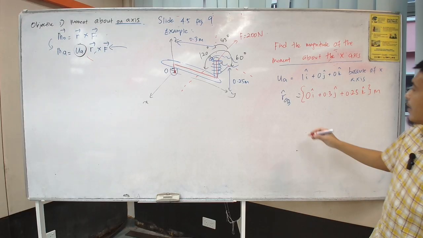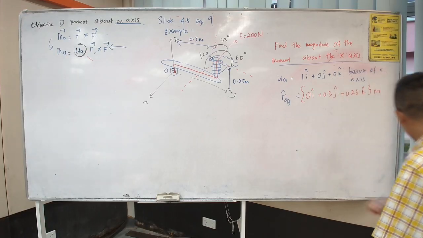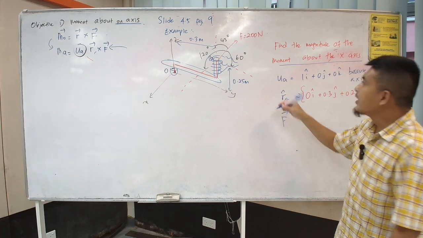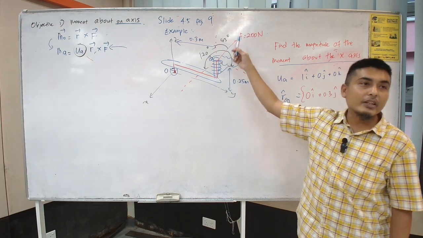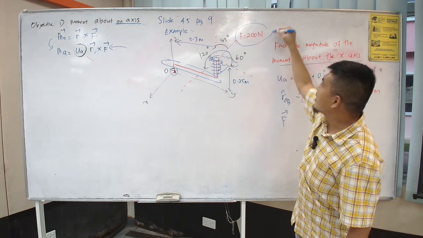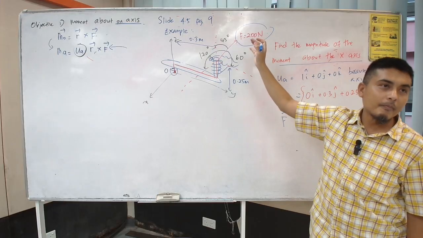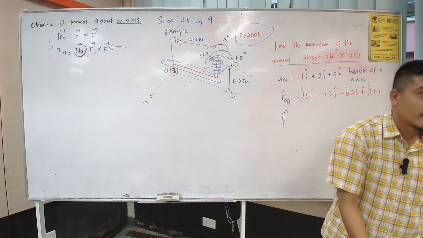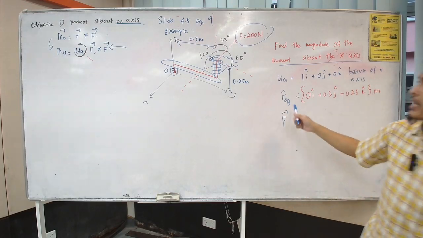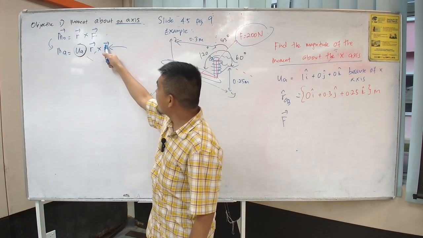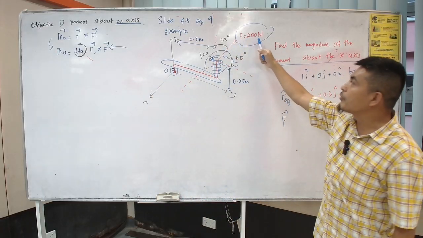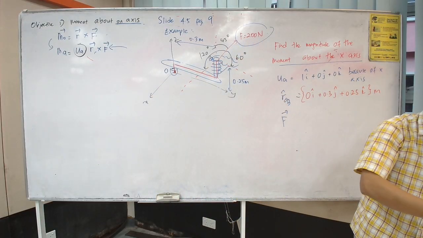Okay. And then after that, we need to find the F. F here, this is magnitude or vector form? Magnitude, because this is just the value 200 Newton. However, if you want to use the moment, we need to convert it to vector form. So that's why this force we need to convert to vector form.